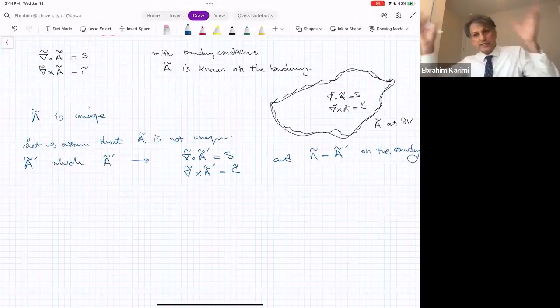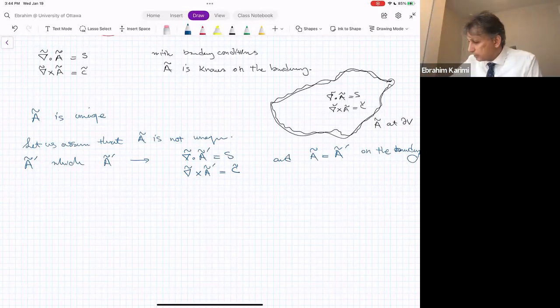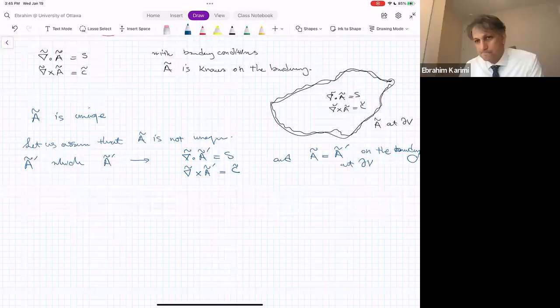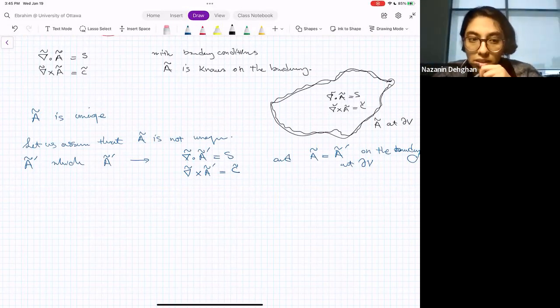Right? Because they are the same on the boundary. Okay? Which means that they are the same in derivative with respect to value. Is that fine? This is what she said. Now what I have to do, Nazanin? Now we have to find a contradiction or show that in the end A and A prime are equal. I mean, we have to use these. Very, very good. So let's go this way.